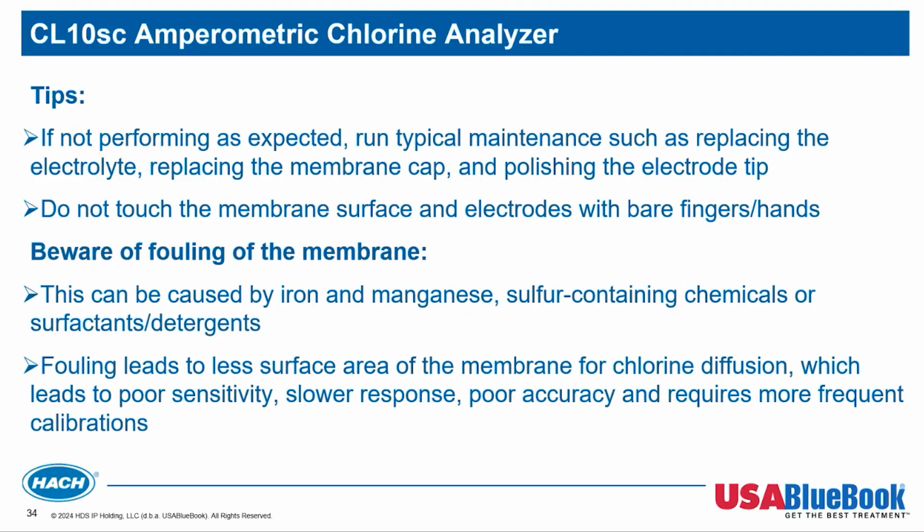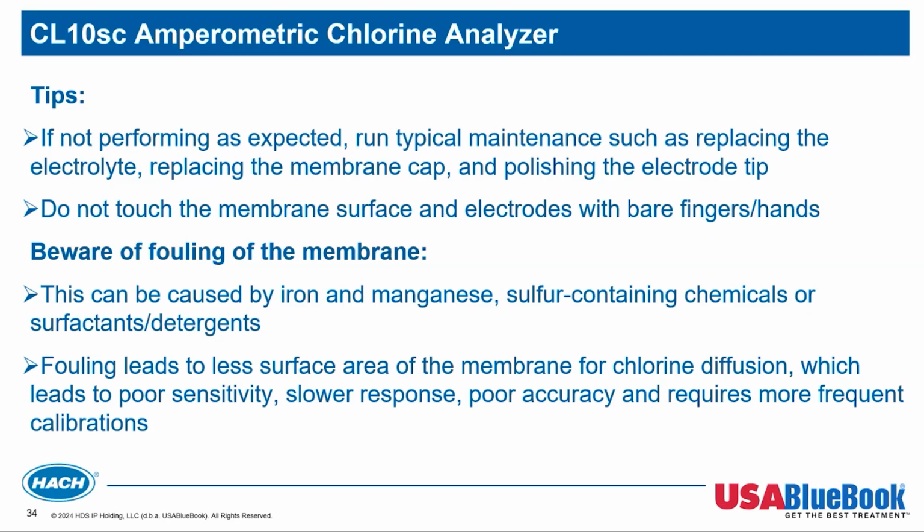So some tips for your CL10, if it's not performing as expected, just go ahead and run through some of those maintenance items. And at the end of this, I'll briefly go through those maintenance items, but that's going to be including replacing the electrolytes and replacing the membrane cap and polishing the electrode tip. To do this maintenance, you can buy a little maintenance kit that comes with a new membrane cap, as well as a blue piece of paper that's kind of fancy paper that lets you do that polishing of your electrode tip. Like any other Amperometric device, please don't touch the membrane surface with bare hands or fingers.